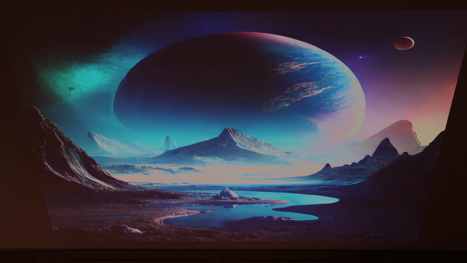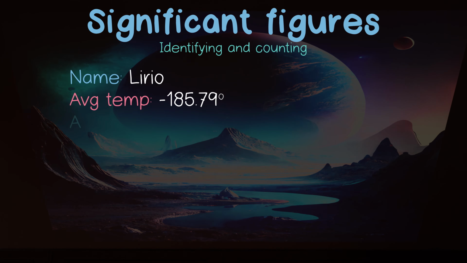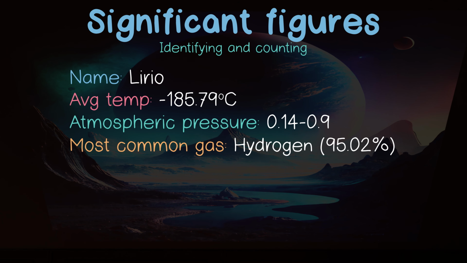Let's find out about our planets. Our first planet, Lirio, has an average temperature of around -185 degrees Celsius. And let's use this to practice identifying significant figures. So here we can see that every number is greater than 0, and so we would have 5 significant figures.